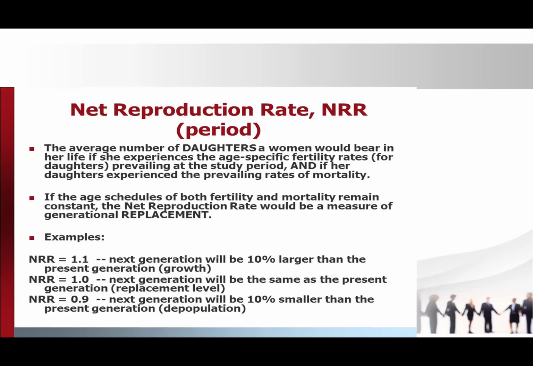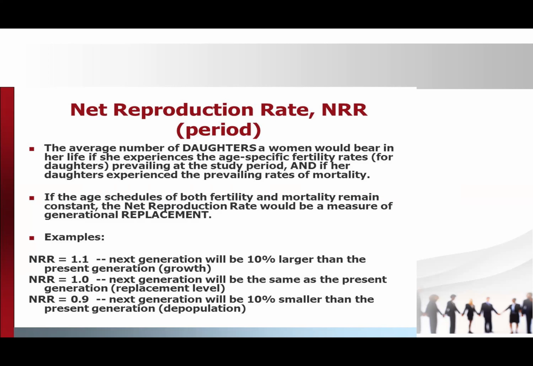Net reproductive rate: the average number of daughters a woman would bear in her life if she experienced the age-specific fertility rates prevailing at the study period and if her daughters experienced the prevailing rates of mortality. If the age schedules of both fertility and mortality remain constant, the net reproduction rate would be the measure of generation replacement.